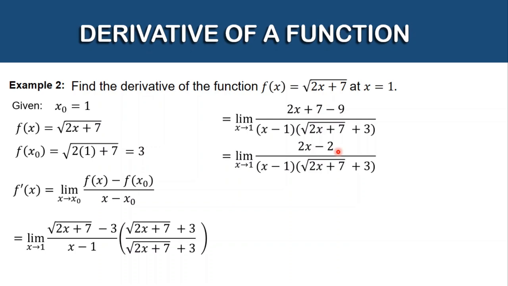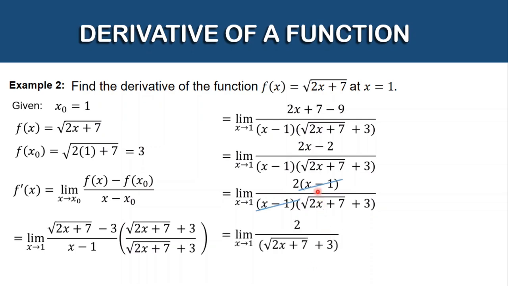At dito sa part nito, pwede nating kuhanin yung greatest common factor ng ating numerator. Because pag ginawa natin yun, may makakancel tayo sa taas tsaka dun sa baba, which is x minus 1. So yung greatest common factor yung numerator natin is 2. So 2 times x is 2x and 2 times 1 is 2. And here, as you can see, we have the same thing that we can cancel in the numerator, which is x minus 1, and in the denominator. So the remaining part now is in the numerator we have 2. In the denominator, we have square root of 2x plus 7 plus 3.